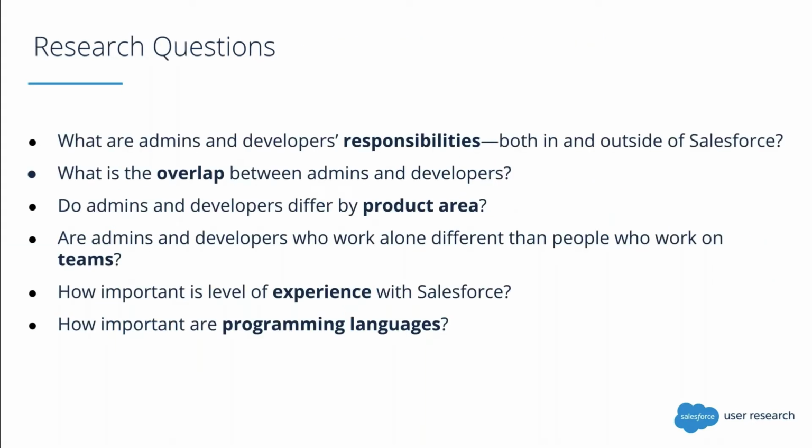We also started hearing from our stakeholders. There were some questions, right? So they were starting to think, what are admins and developers' jobs? What are they really responsible for, both in and outside of the product? Is there any overlap between admins and developers? Do they differ depending on what products they use? What about people who work on teams versus people who work alone? Are those different types of admins and developers? So we started to get the signal that maybe our personas needed to be refreshed. We were getting some questions, and we were starting to think it was time to go back and revisit these original personas.